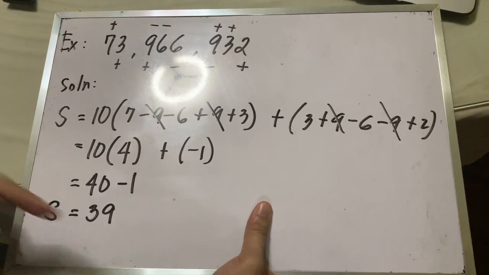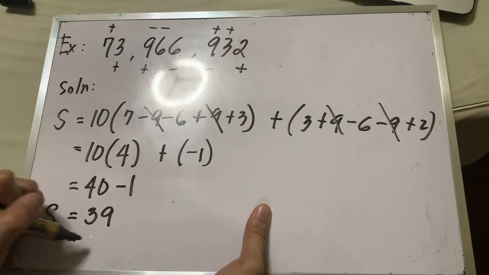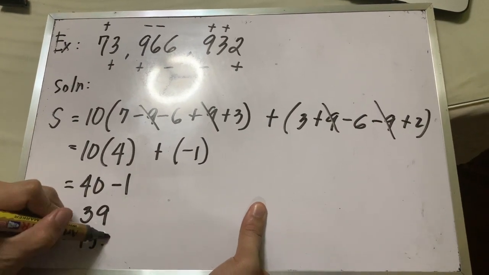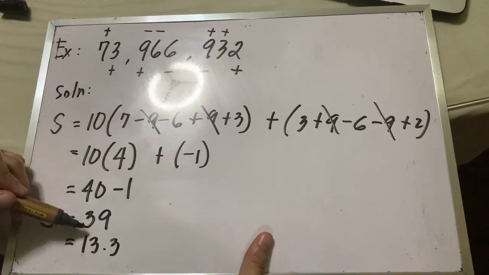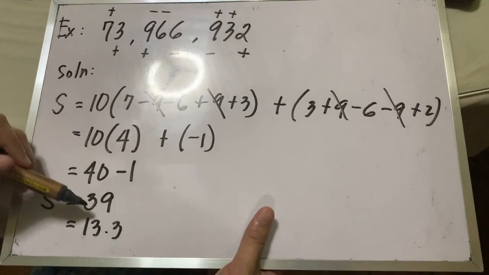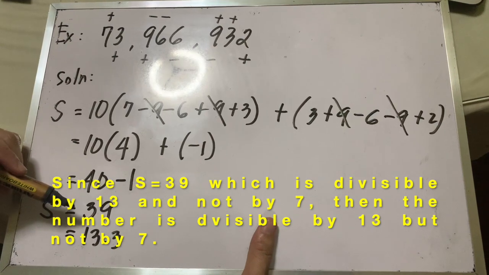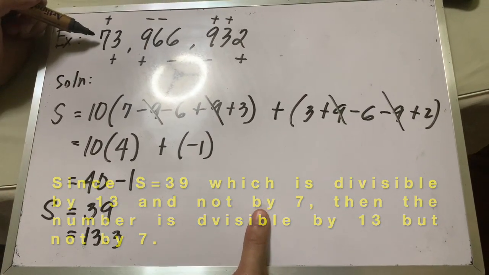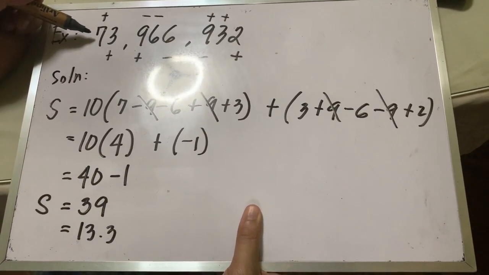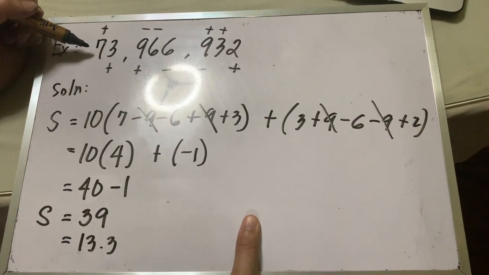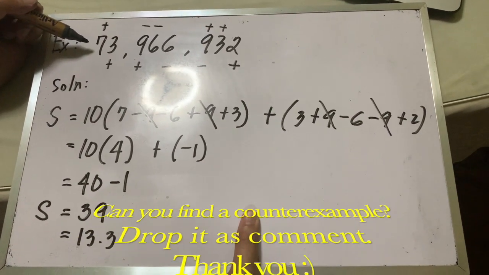Now, 39 can be factored into 13 times 3. Which means this number 39, or S, is divisible by 13 and not divisible by 7. So therefore, the given number is divisible by 13. And that's how we do algorithm number 2.